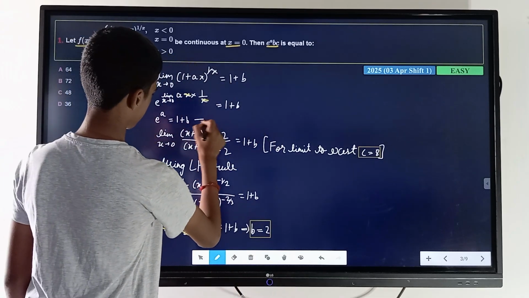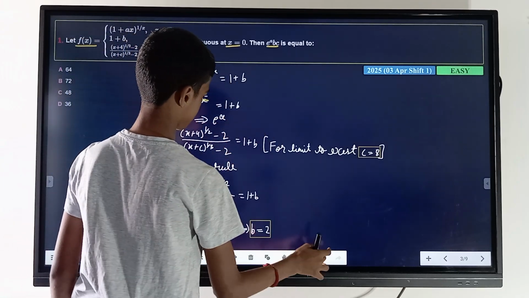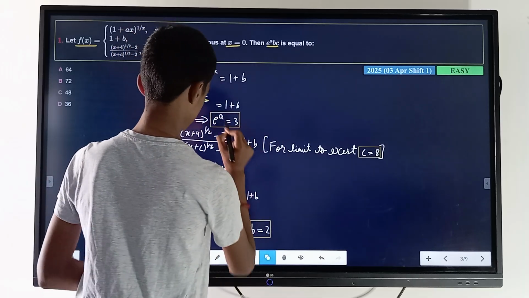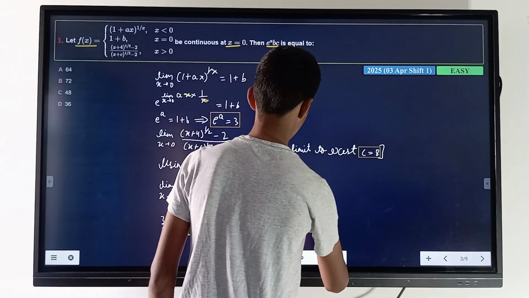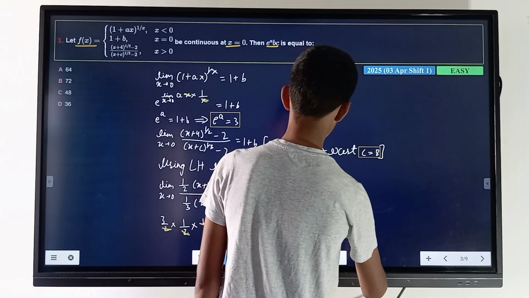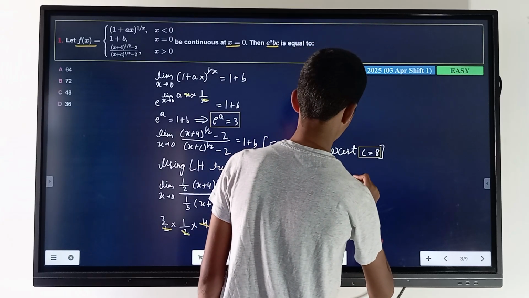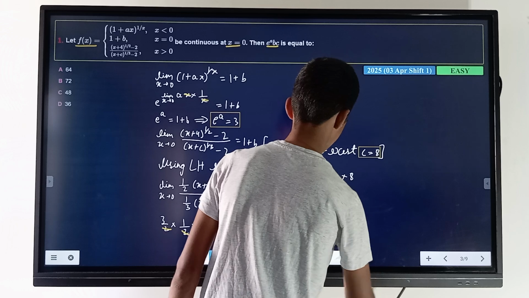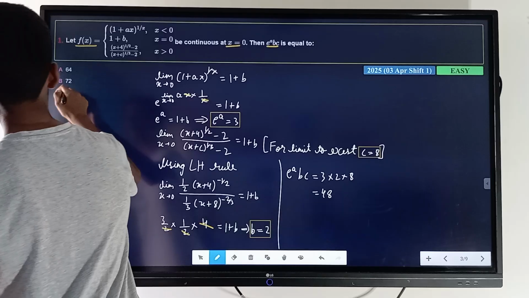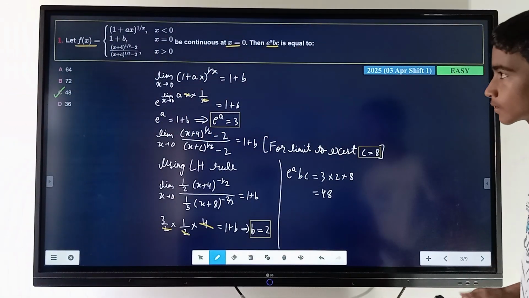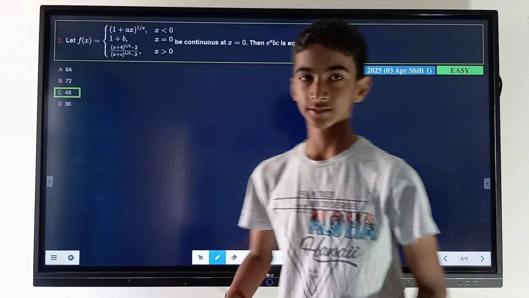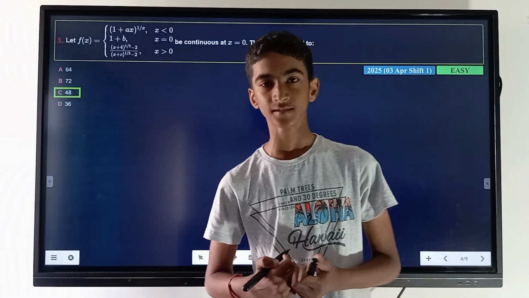From here b is equal to 2. If our b is equal to 2, from here e raised to power a is equal to 3. So our e raised to power a into b into c is equal to 3 into 2 into 8, which is equal to 48. 6 into 8, 48. So our answer will be option C. And here is our solution. And we can see that our answer is correct.